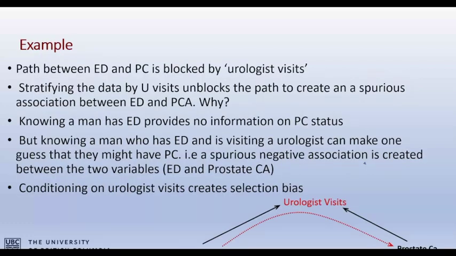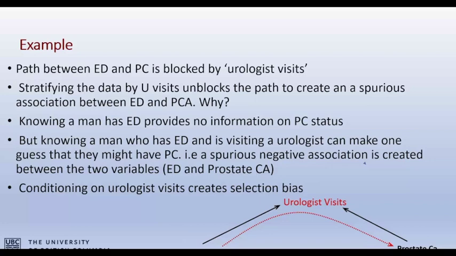So if we draw the simple DAG, you have erectile dysfunction with an arrow going to urologist visits, because we know men with ED visit urologists more often, and again, men with prostate cancer also visit urologists more often. But there is really no arrow between ED and prostate cancer. However, when we condition on urologist visits, we are opening a new path because we're conditioning on a collider. So ED and prostate cancer become associated.